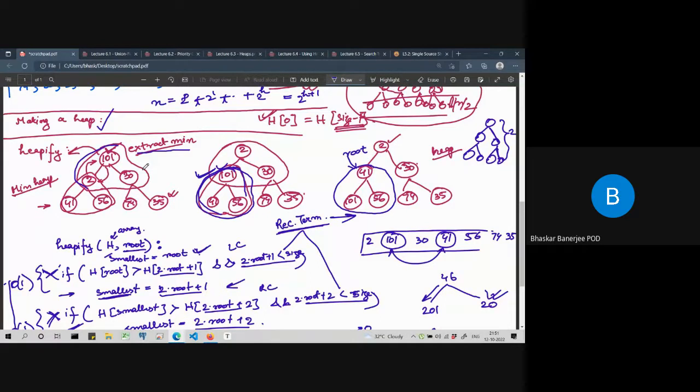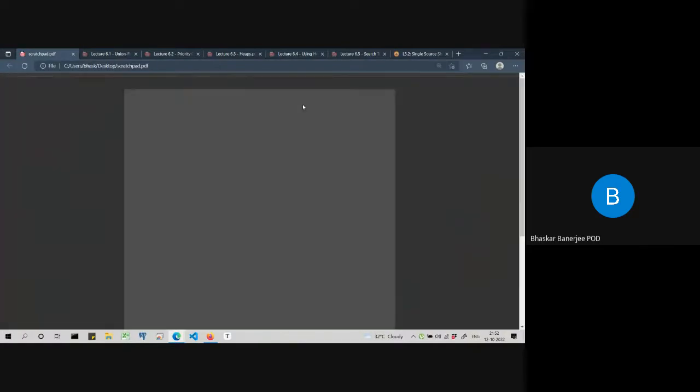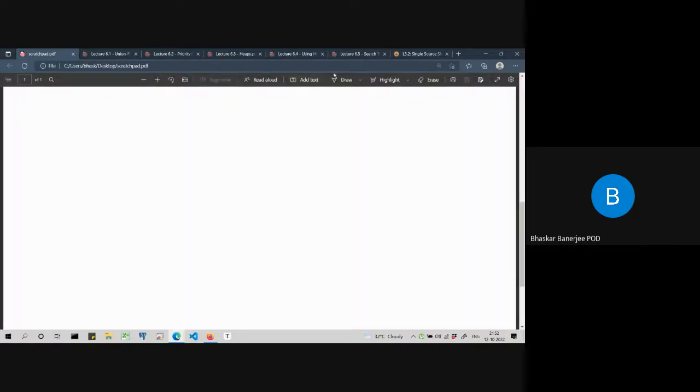So we have discussed how to reinstate the heap property. We have discussed how to extract the minimum from the heap, but we have not discussed how to make the heap in the first place. Okay, we have not discussed that, so let's do that at first. So now we will discuss how to make the heap.